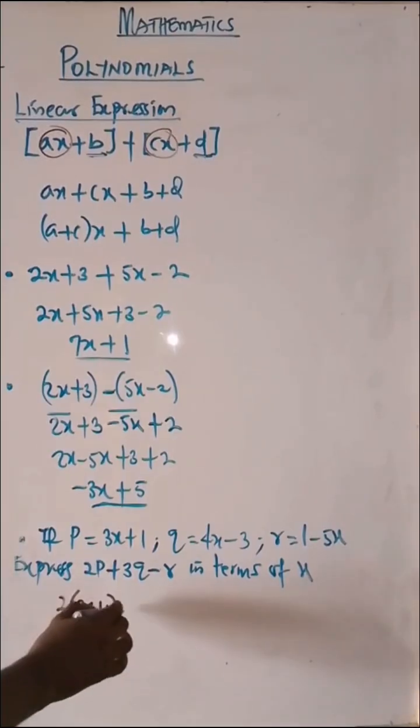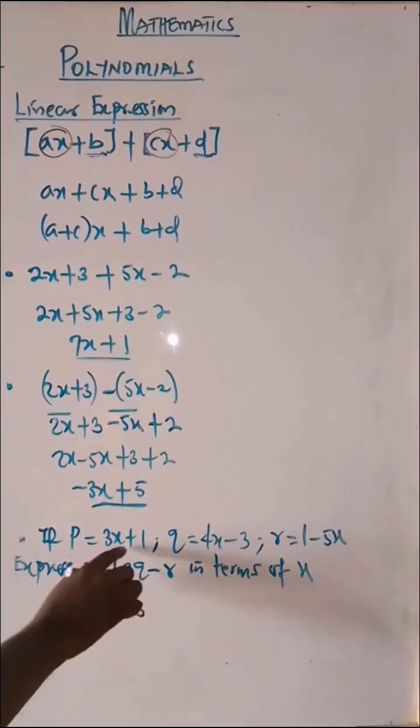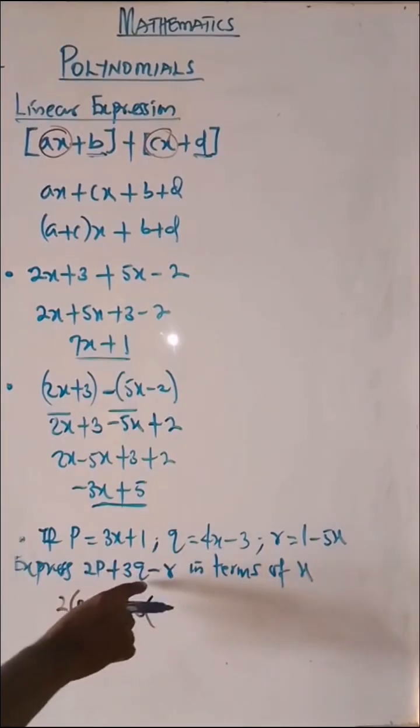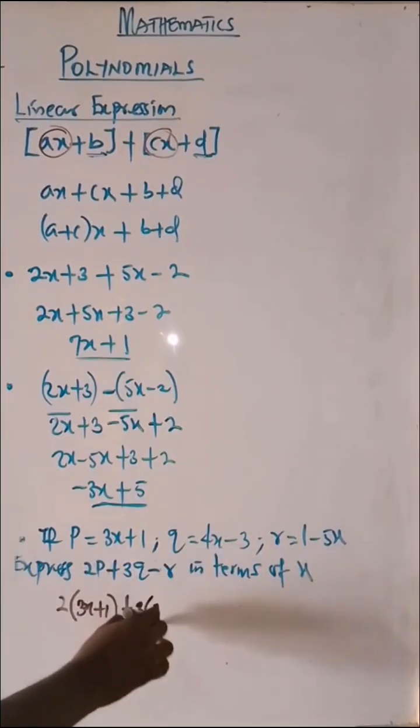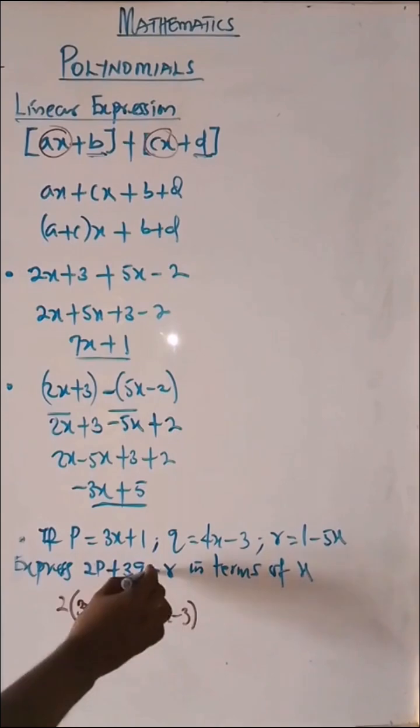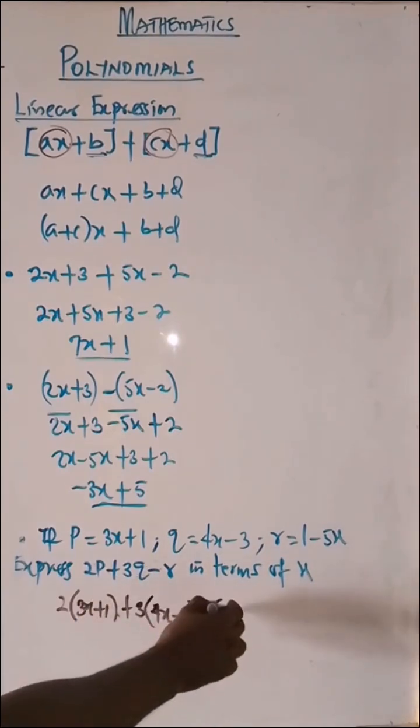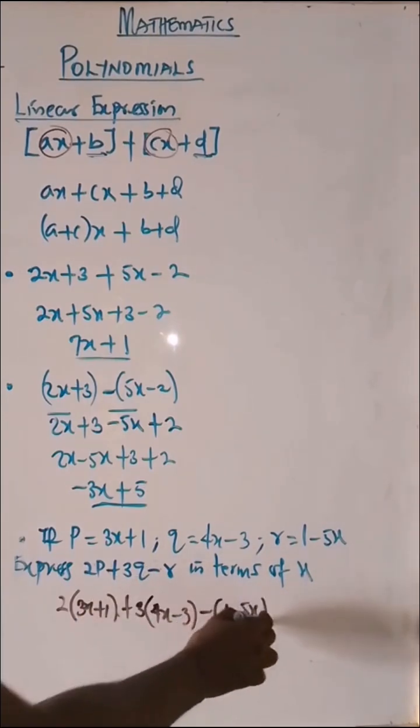This equals 2p plus, what do you have here? We have 3. So what is q? Q is 4x minus 3. So replace this q here with what we have here, 4x minus 3. There we have what here? Minus. What is r? 1 minus 5x.